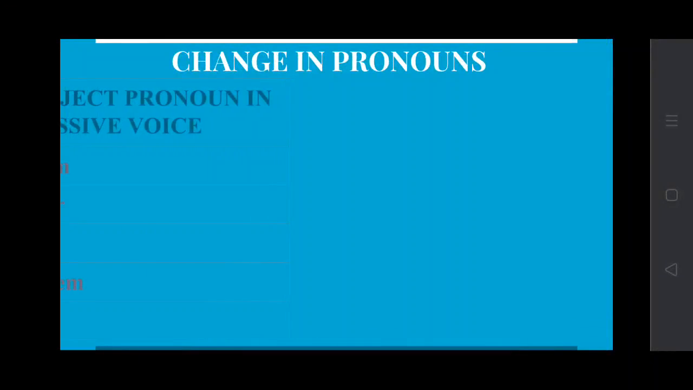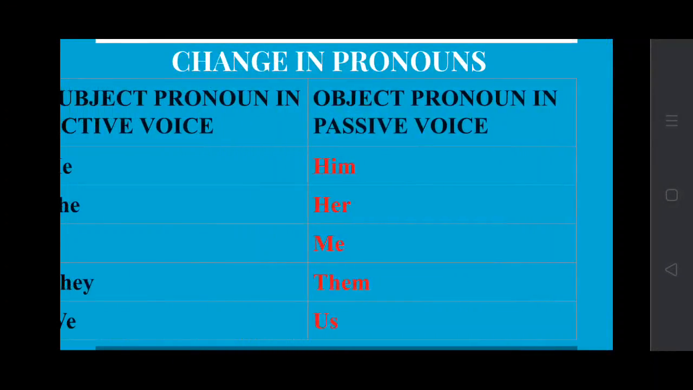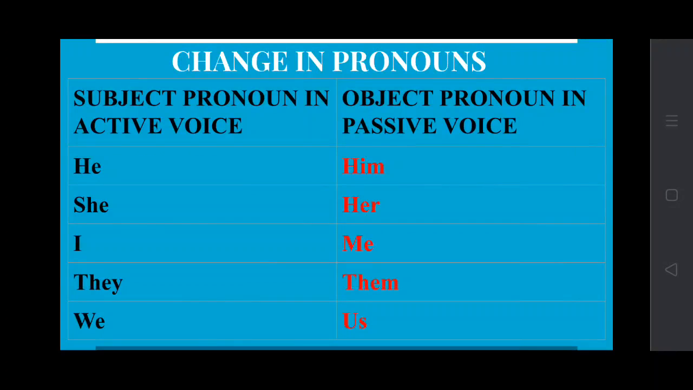Now, the next step is we change the pronouns. So subject pronouns which are in active voice are changed to object pronouns in passive voice. Like he will be changed to him, she to her, I to me, they to them, and we to us.